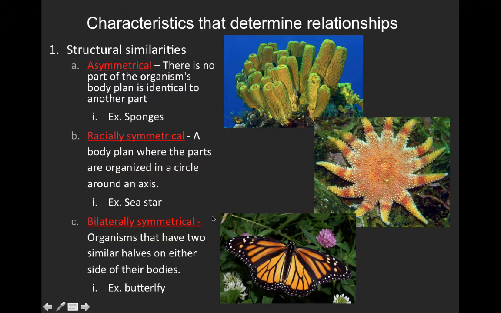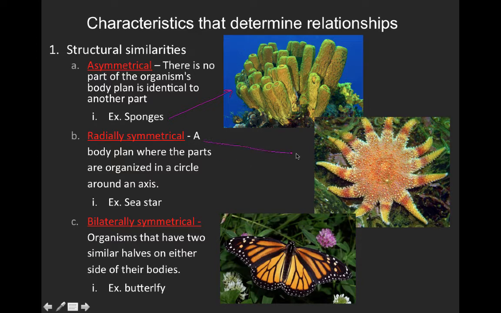We use some characteristics to determine evolutionary relationships and classify living things. Now, one of those characteristics would be structural similarities, and there are kind of 3 big structural similarities we look at in an organism's body plan, which is symmetry. We have asymmetrical, which our example is right here, in sponges. No matter which way you cut this sponge, there's no way to get equal amounts on either side. This is asymmetrical. There's no specific body plan, and it's kind of just this hodgepodge.